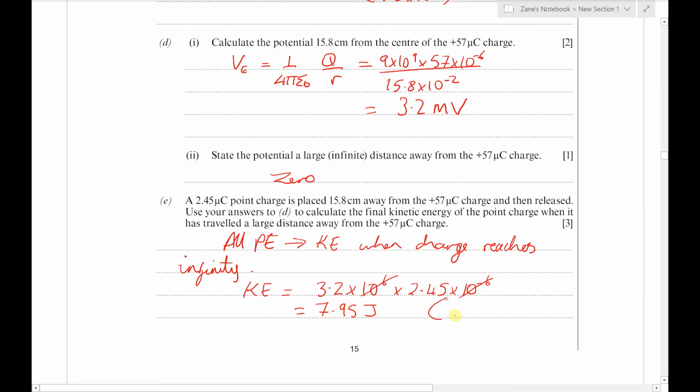Effectively, what we're doing here is using the equation W equals Q times delta V, the work done in moving the charge from the 15.8 centimetres to infinity. In other words, the gain of kinetic energy of that charge is simply found by multiplying the charge that we move by the potential difference between the two places.